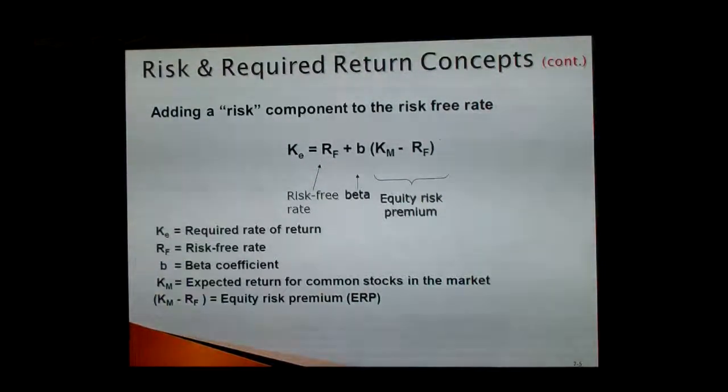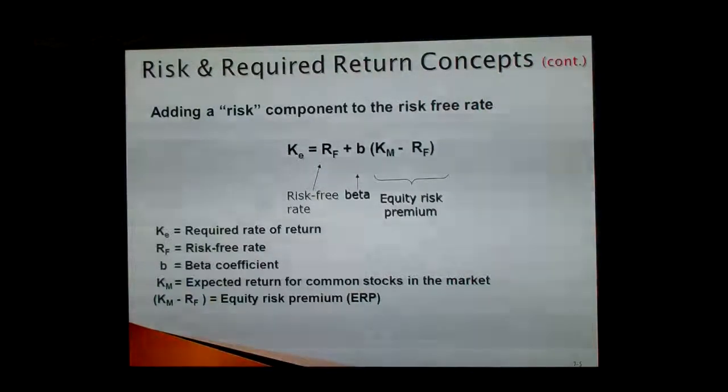So it's something that you'll often read about in finance, but you should have a good understanding of what beta is. Well, beta measures the individual company risk against the market risk, and what that formula is, it's covariance over variance of the market. Okay, but you will not need to calculate that here. KM is the expected return for common stocks in the market, and RF, again, is the equity risk premium.